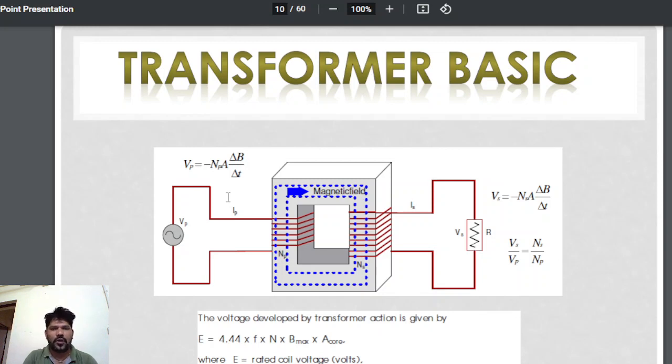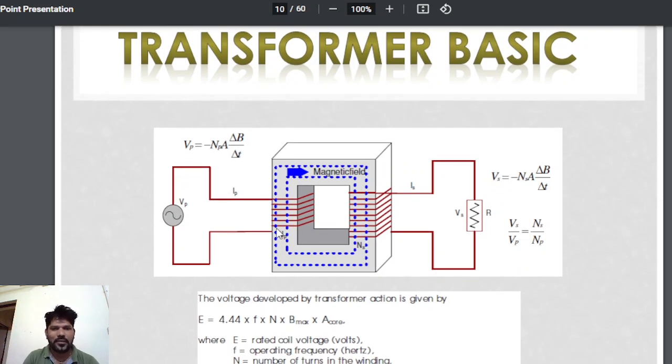So how is the transformer designed? Yes, so this is the magnetic field. What is the transformer? Transformer is an electrostatic device. It transforms the voltage from the primary circuit to the secondary circuit. Based on the number of turns, the voltage will rise or go down. The power will remain the same from primary side to secondary side. Only voltage will be increased or decreased. If voltage is increased, it is a step up transformer. If voltage is decreased, it is a step down transformer.